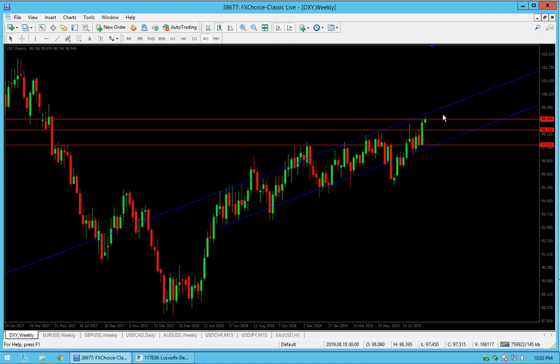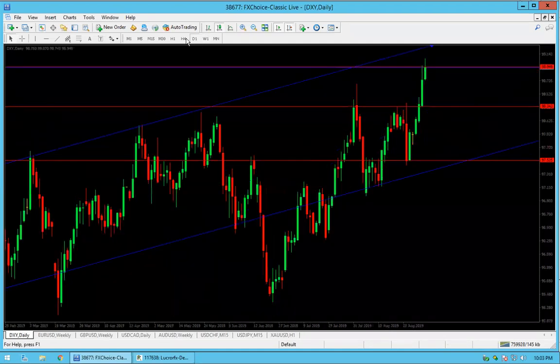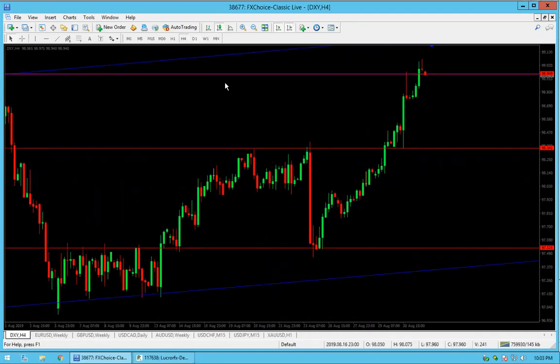So here I'm looking for a reversal. I'm seeing that it's hitting this top channel right up here. It is also testing this seller right at the 99.00 handle. This is the weekly time frame, so I'm going to break it down and jump right over here to the 4-hour.